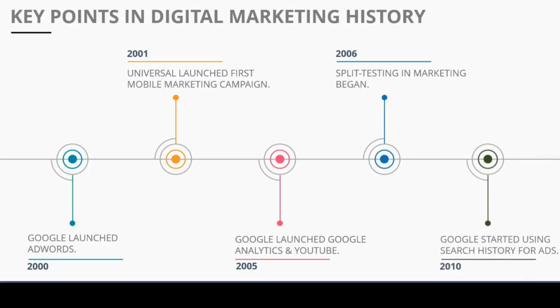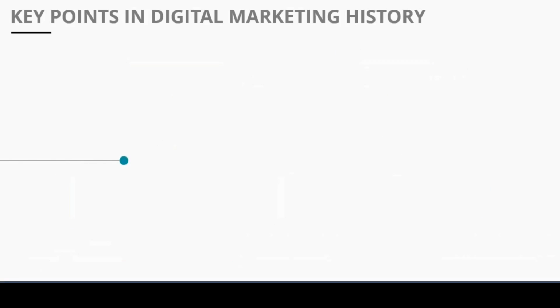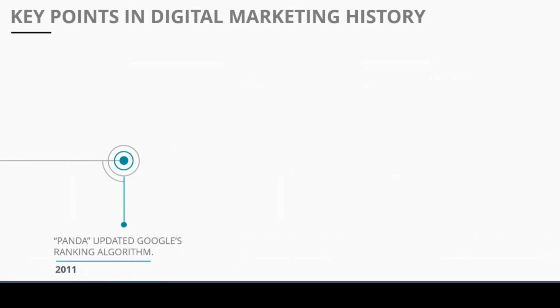Then in 2010, Google started using search history for ads, enabling advertisers to target people more effectively. So the ads that we see are more relevant and more targeted. But that was only from 2010. Then in 2011, Panda, that's the name of an update to Google's ranking algorithm. This is to do with SEO, and I've put this here as it marked a significant change in how you can rank when it comes to SEO. Essentially, it put content first. Content is king. That's kind of where that came from.